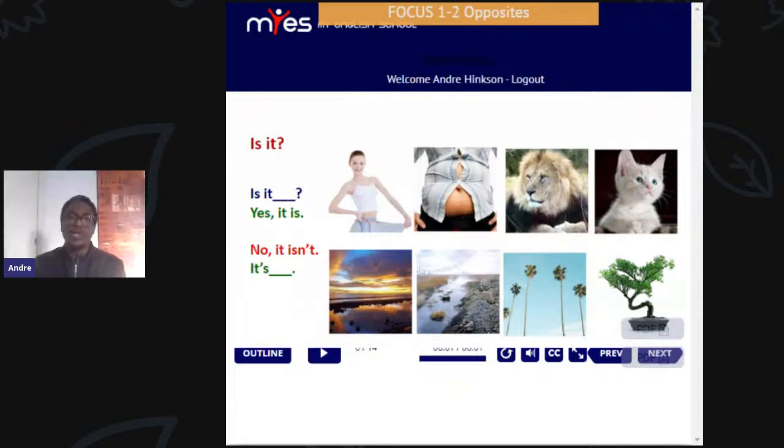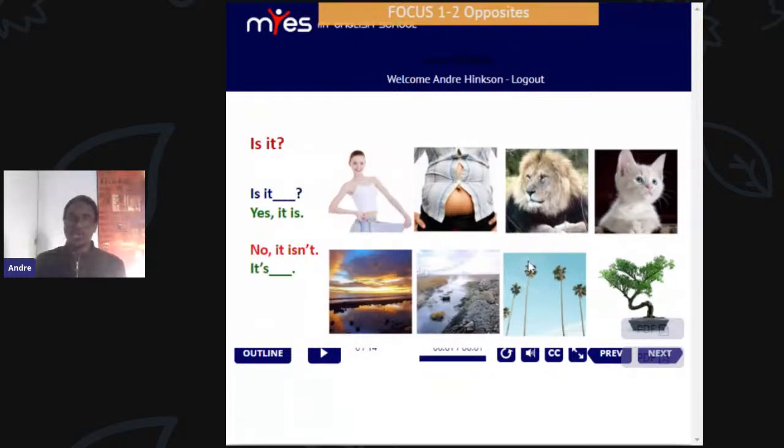We would respond, no, the negative, it isn't. Like here. No, it isn't small. Then, of course, we reply with the positive. So, no, it isn't small, it's big, because the opposite of small is big. So, no, it isn't small, it's big, because it's a lion, and lions are big.